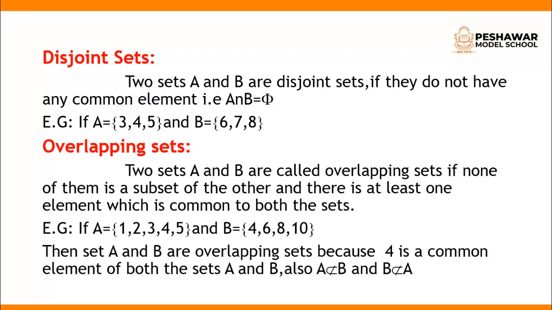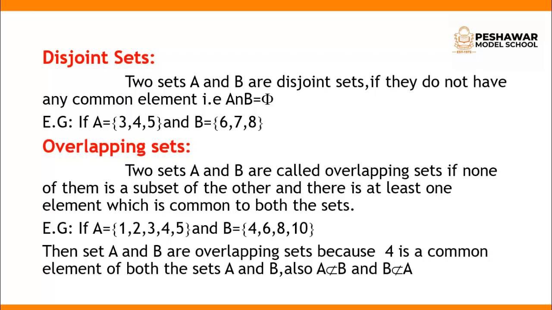Let's see this example. If set A is equal to {1, 2, 3, 4, 5} and set B is equal to {4, 6, 8, 10}, it means set A is not a subset of B and set B is not a subset of set A. But there is at least one common element, that is 4. Then sets A and B are overlapping sets because 4 is a common element of both A and B. Also, A is not a subset of B and B is not a subset of A. This is the symbol of not a subset.